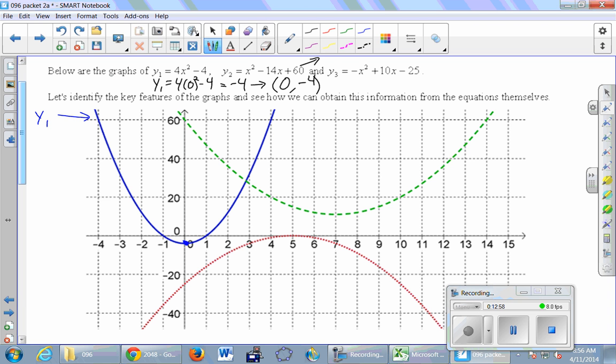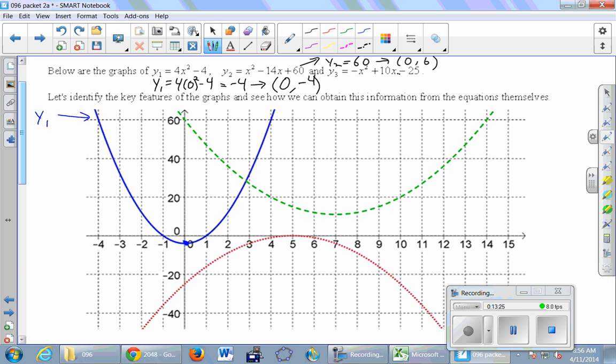Plug in 0 for the x's, I should say. 0 for x, 0 for x. What's the whole thing turn out to be? You're doing the last one. I want to do the middle one first. 60, right? Because a 0 squared disappears. 14 times 0 disappears. So we just get 60, which means 0, 60 is on one of these graphs.